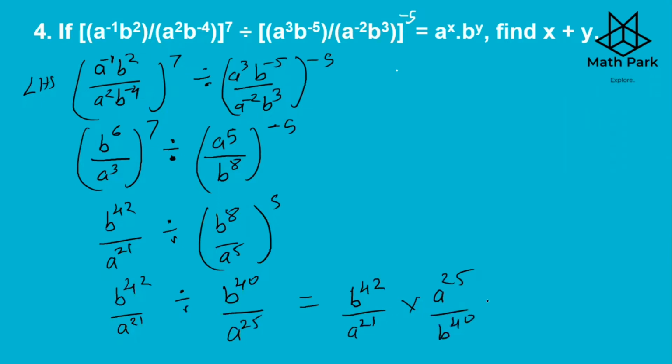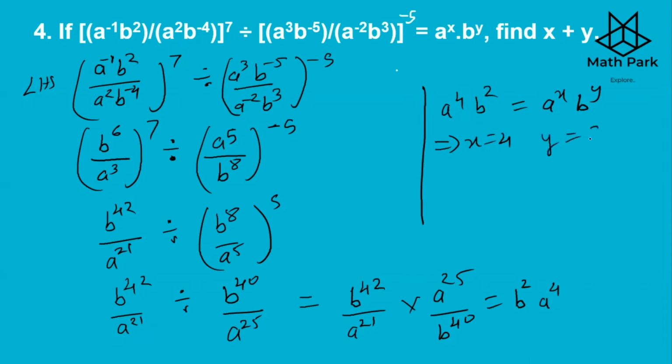Got it? Now a raised to m divided by a raised to n is equal to a raised to m minus n. So this becomes b raised to 42 minus 40, which is 2. A raised to 25 minus 21 is 4. Now compare this with this. So this is how you have a raised to 4 into b raised to 2 is equal to a raised to x into b raised to y. So comparing this, we get x is equal to 4 and y is equal to 2.